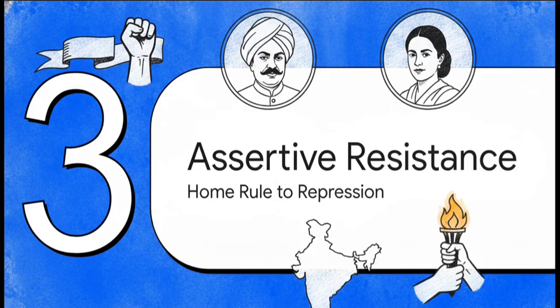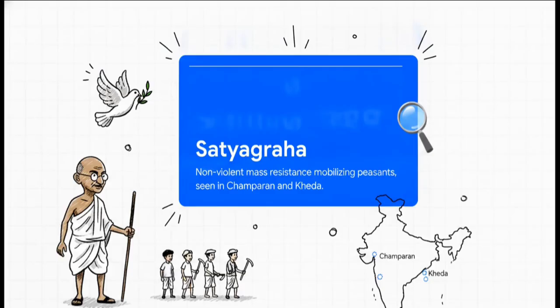Moving right along to Phase 3. The assertive resistance, from home rule to repression, spanning 1905 to 1919. So, during this era, those polite, carefully worded petitions of the past were completely thrown out the window. They were replaced by hardline demands for self-government, championed by powerhouse leaders like Bal Gangadhar Tilak and Annie Besant. And with this shift came an entirely new, highly effective political weapon, satyagraha.